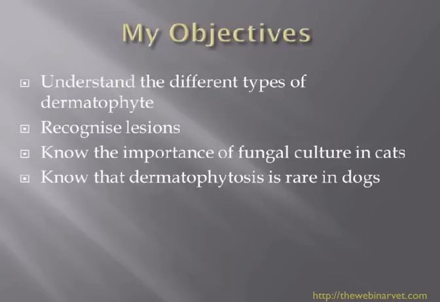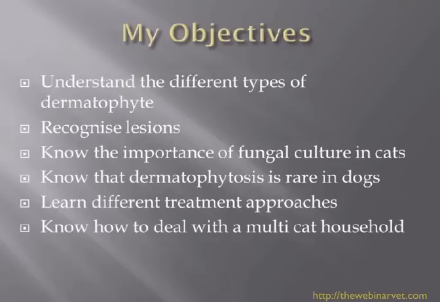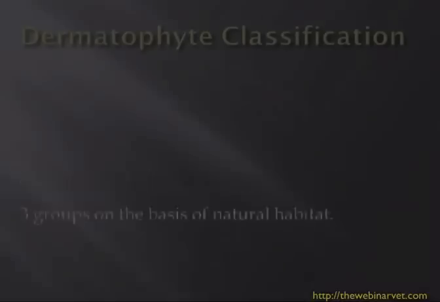So I'm hoping that if you are of that opinion, you will have changed your mind by the end of the lecture. I'd like to go through some of the different treatment approaches, and there are different ones depending on the situation in the household. Is it a single cat? Are there multiple cats? A dog you would treat differently from a cat, and so on and so forth. But I will want to spend some time on looking at this multi-cat household or cattery type situation.